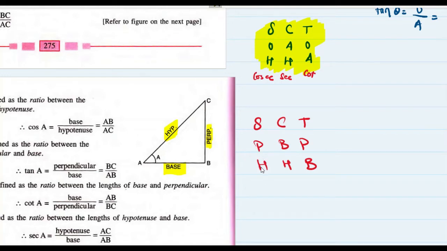You can remember it like this. This is perpendicular upon hypotenuse, this is base upon hypotenuse, and this is perpendicular upon base. I already told you perpendicular in our language means opposite and base means adjacent, so you can use accordingly. But what is the mnemonic associated with this? Like this is SOHCAHTOA, which is very easy to remember.